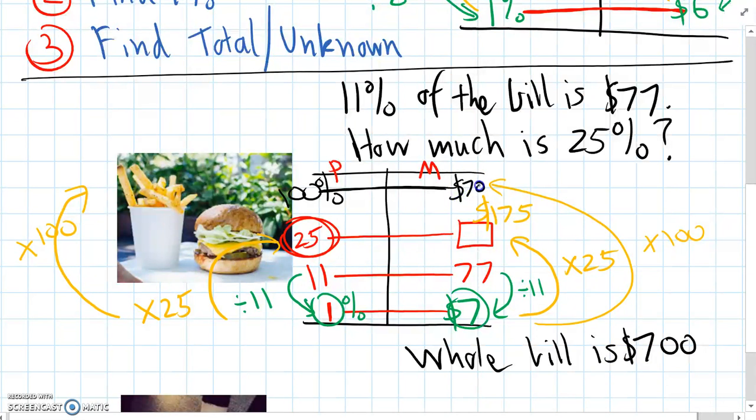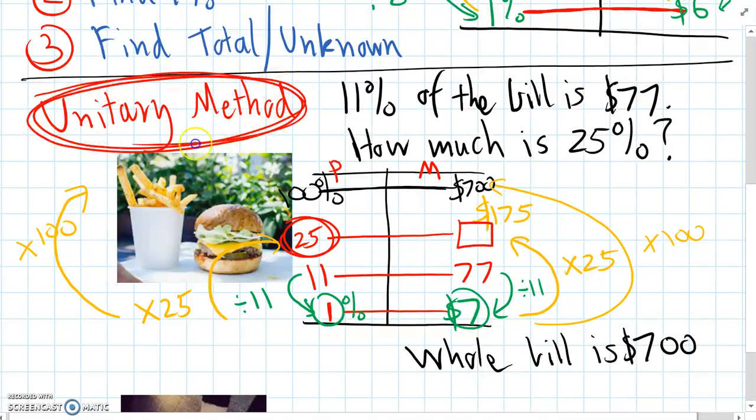So the double number line, once you've found that 1%, you can easily find any other percent. And this is called the unitary method. Unit just meaning 1, like the unit's place value. So you find the 1% and then you work out the unknown from there.